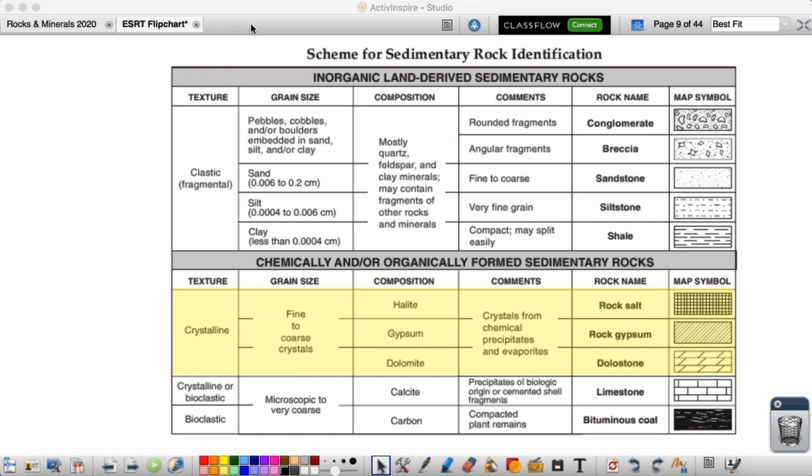Hi everyone. Today we're going to finish our learning about sedimentary rocks.